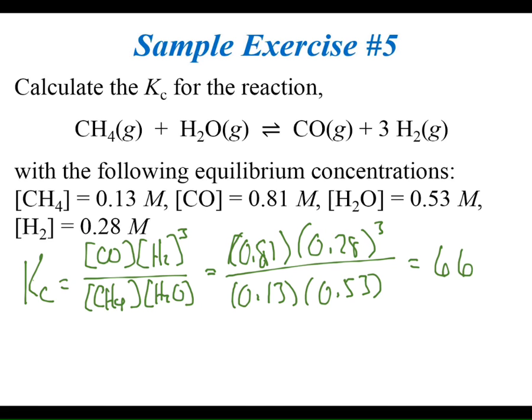And you got 66, you said, right? 0.26. Okay. And you cubed the 0.28, right? Did you get 0.26 or 66? 0.26. Okay, so whoever got 66, go back and double check it. I heard several people say 66. Make sure you cube the 0.28, you divide it by 0.13 and divide it by 0.53. Maybe you put your numbers in the wrong place or something.